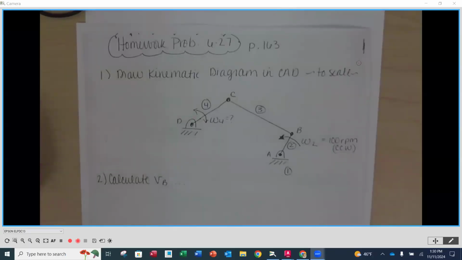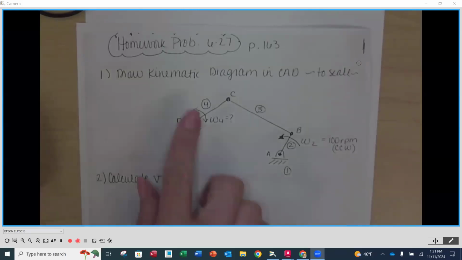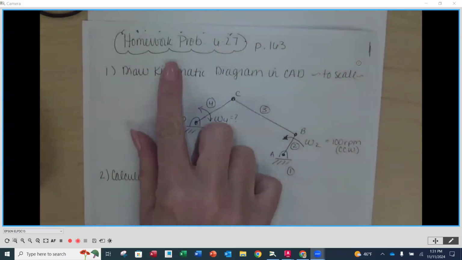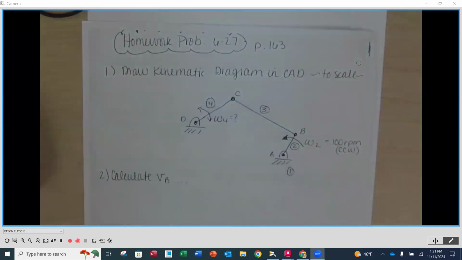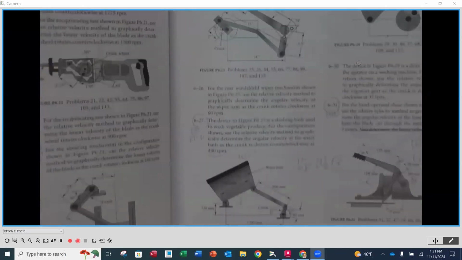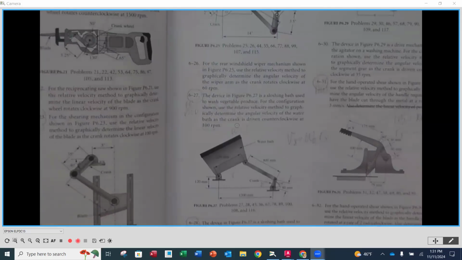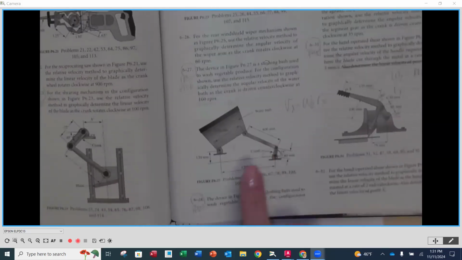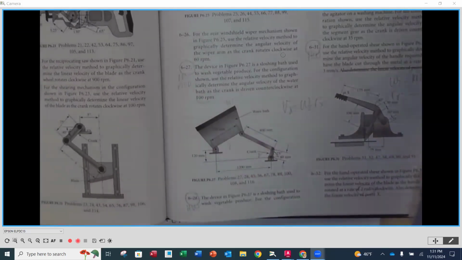Okay, so the next problem that we're going to be looking at is actually the last problem on the final page 10 in our handout. And this is going to be problem 627. It is not a homework problem. I took it off the homework because we're doing it here as a practice problem. So on page 163, problem 627, which is right down here, I'll zoom in.